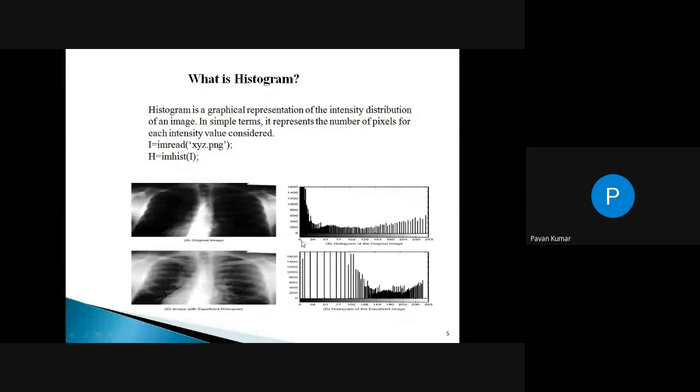For example, on the x-axis of this image, I am taking the intensity levels from 0 to 255, where 0 stands for pure black and 255 stands for pure white. In between, the intensity values are distributed. You can observe here that most of the intensity values in the image are restricted towards the lower region only, not the upper region. This is a problem we can have.